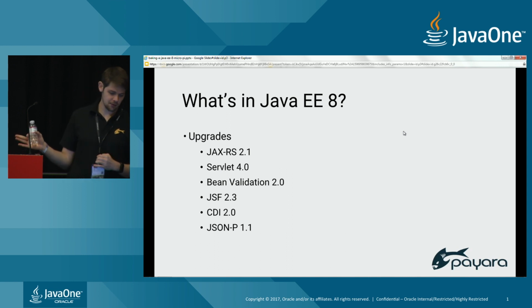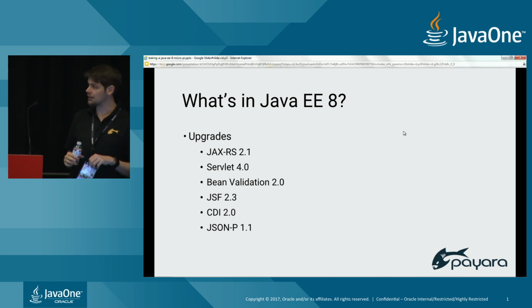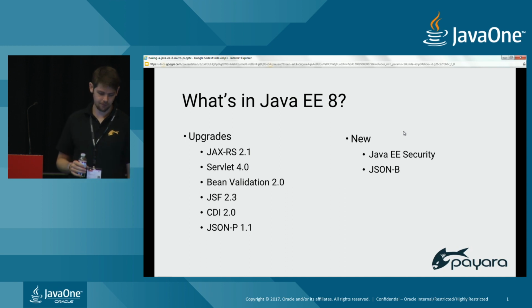Bean Validation 2.0 is out. It's got quite a few updates in that. Same with JSF. I don't think there's any individual thing that's too major in JSF. I know it does support WebSockets now natively, so you don't have to add in your own framework like Atmosphere or something. It's all native. CDI 2 brings asynchronous events, and JSONP brings a few minor additions, I think like merge patch and JSON pointer, just to close off a few things that we were missing from the first spec.